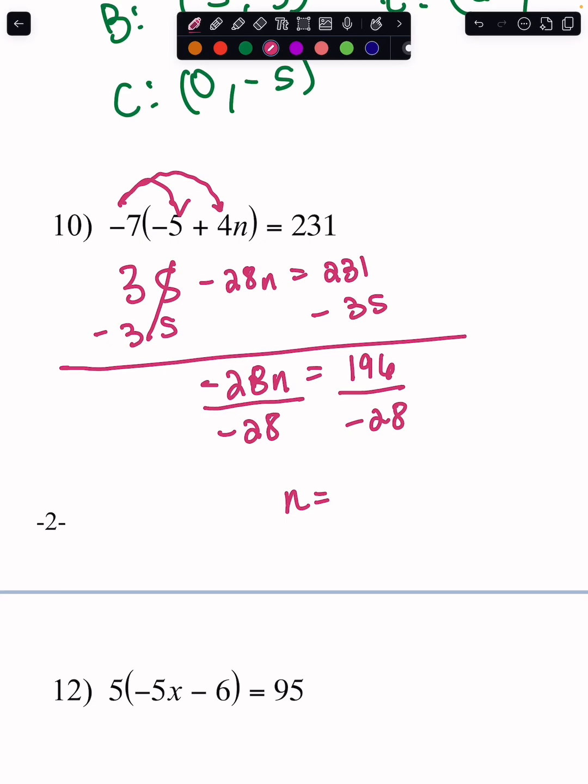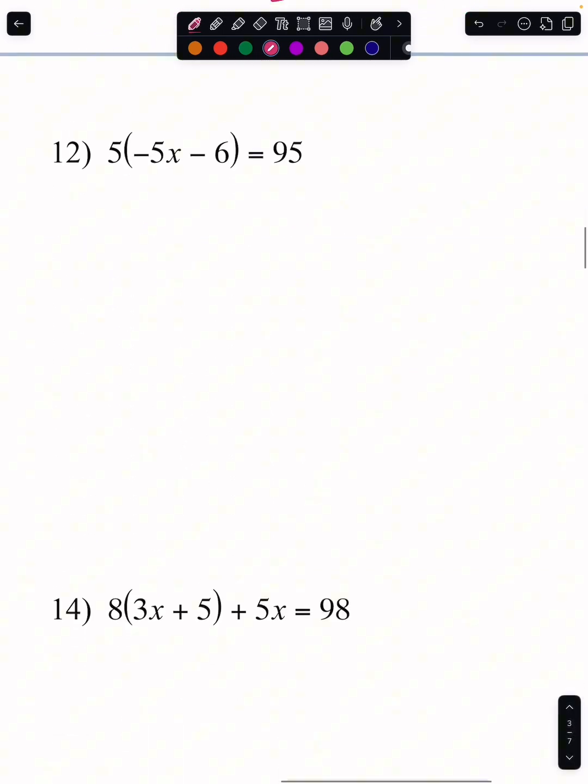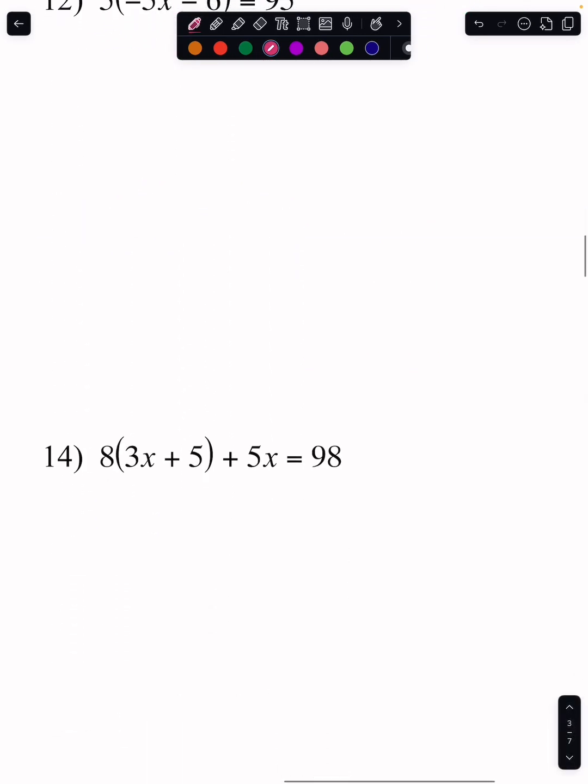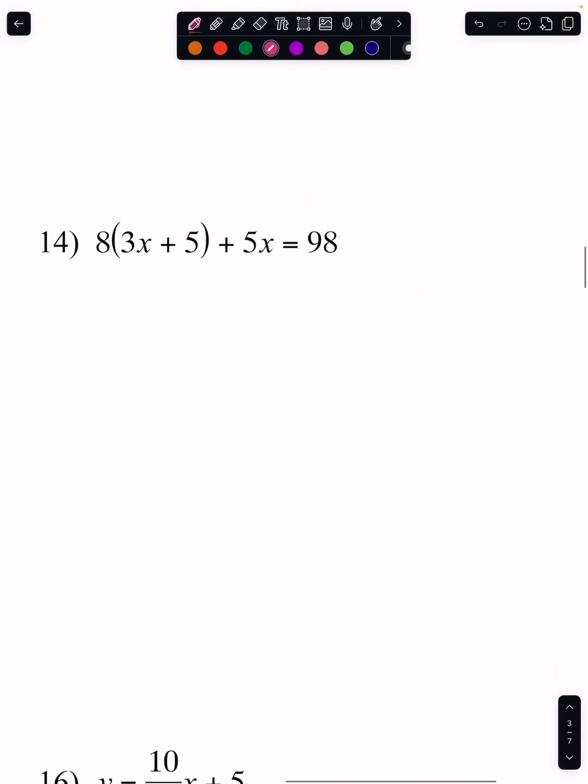Okay, that's number 10. Let's drop down here and do number 14 because we haven't seen one like this in a while. So let's go ahead and do it really quick. Again, we're going to distribute first. 8 times 3 is 24, and then that's 24x. 8 times 5 is 40. And then I have this 5x hanging out back here, equals 98.